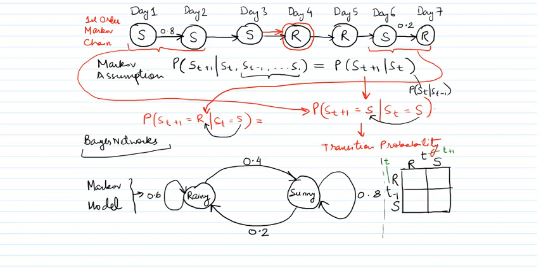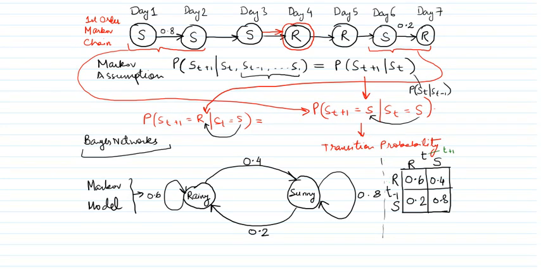So going from rainy to rainy is 0.6, rainy to sunny is 0.4, sunny to sunny is 0.8, and sunny to rainy is 0.2. So this whole thing can be represented by a single probability table.